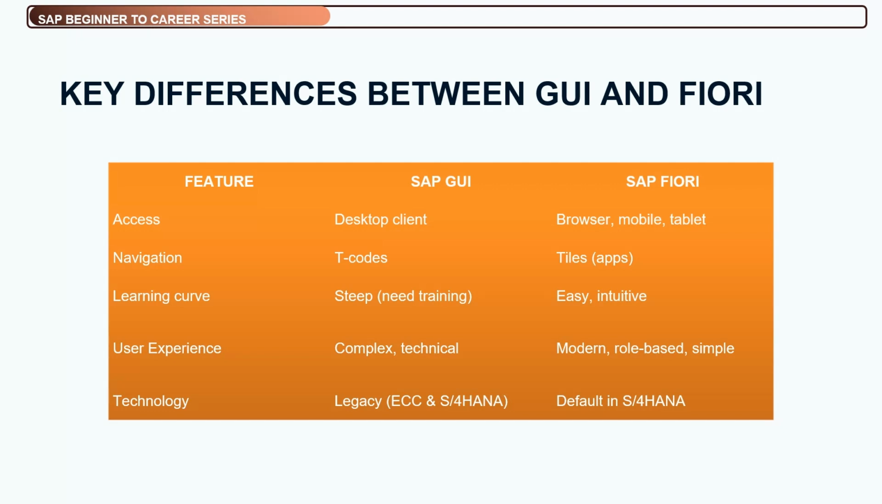User experience: SAP GUI, we can call it complex and more technical, but SAP Fiori is a modern, role-based, and simple user experience. Technology: SAP GUI is used in ECC and HANA, and Fiori comes as the default technology for S/4HANA, but GUI is still also used in HANA.